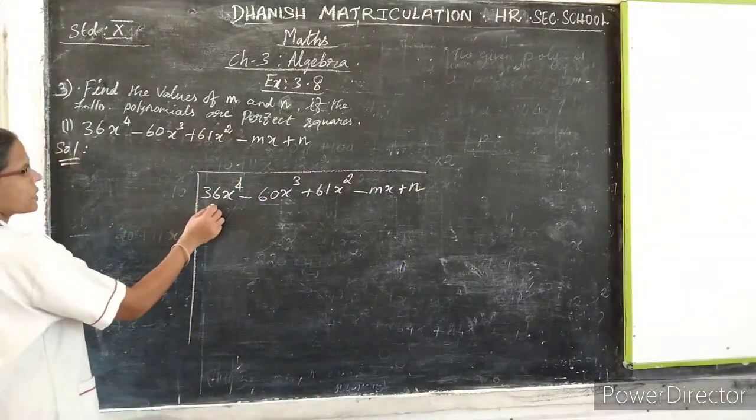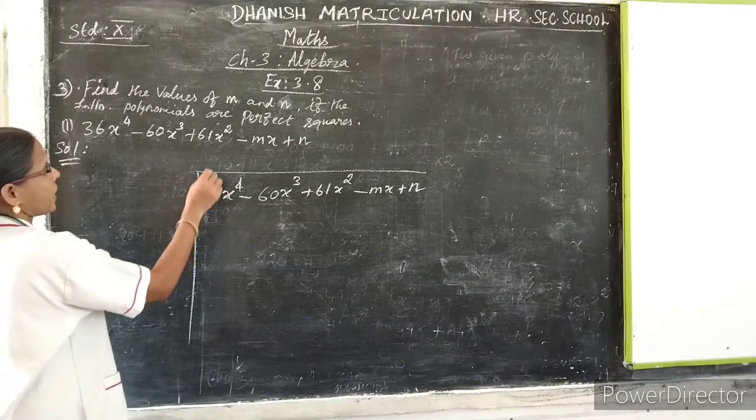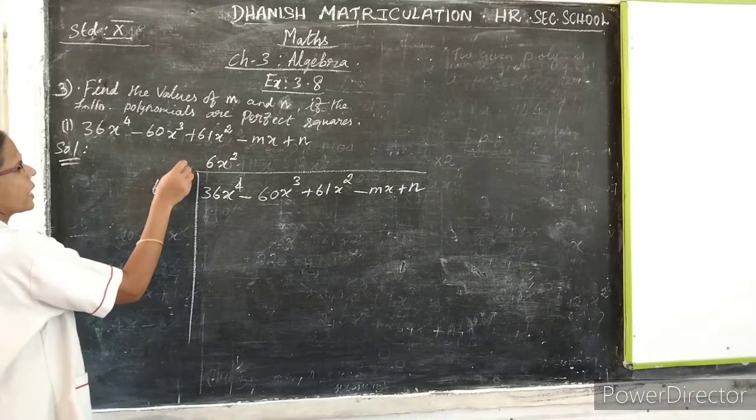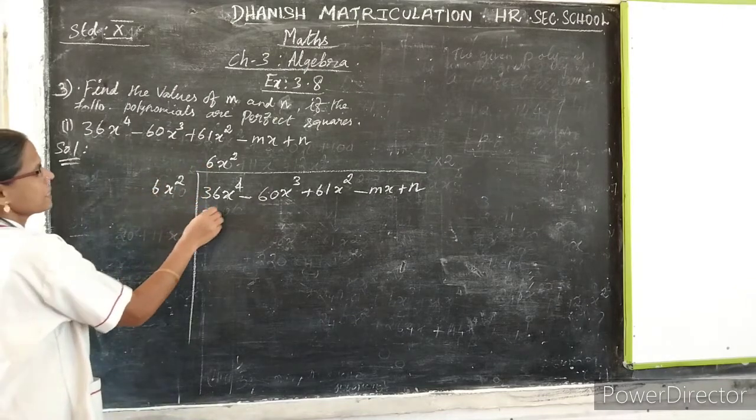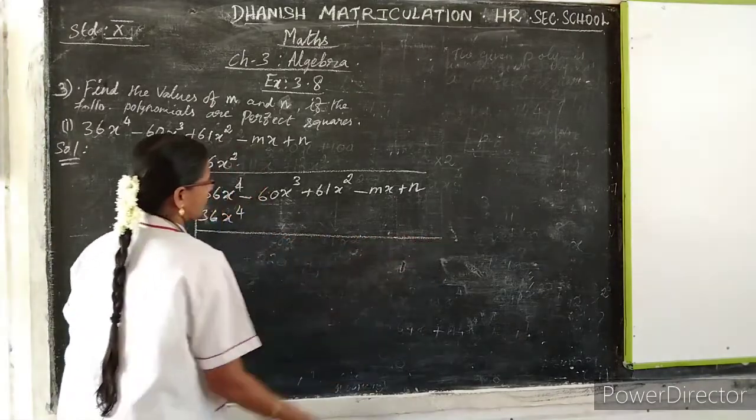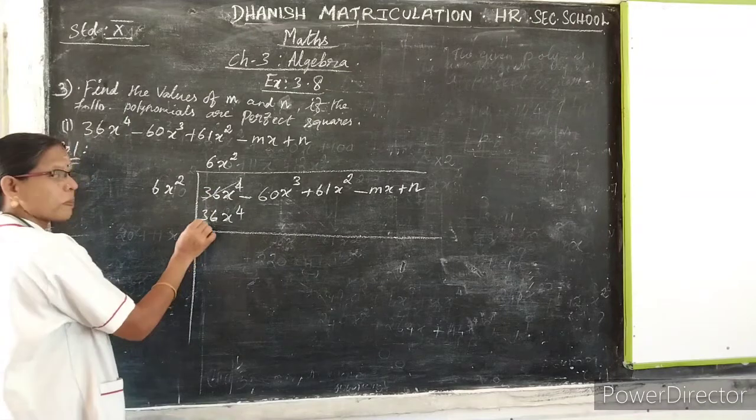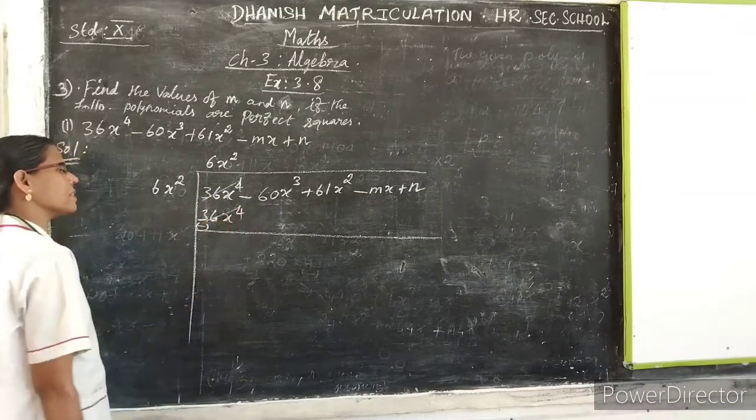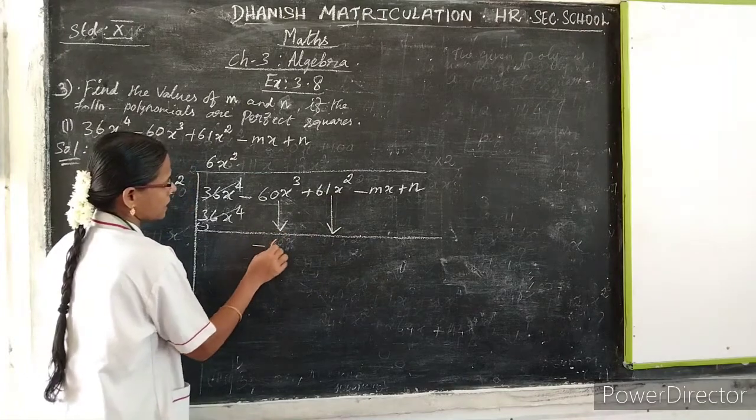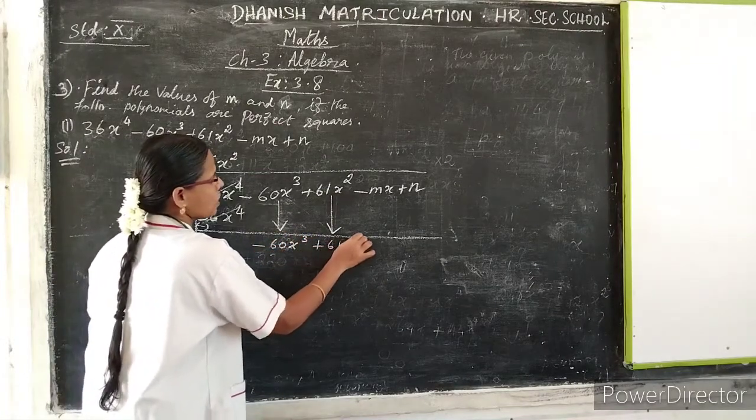What is the square root of 36? 6. The square root of x power 4 is x square. So 6x square. Here also write 6x square. Now multiply: 6 6s are 36, x square times x square is x power 4. Now change the sign: minus 36x power 4 and plus 36x power 4 get cancelled. Write down these two terms: minus 60x cube plus 61x square.